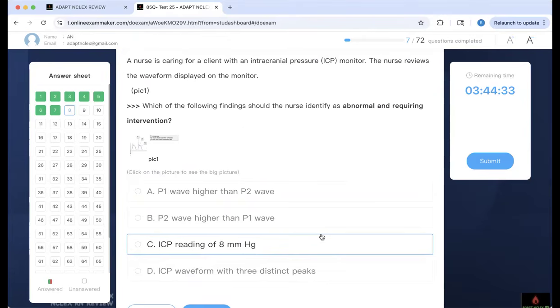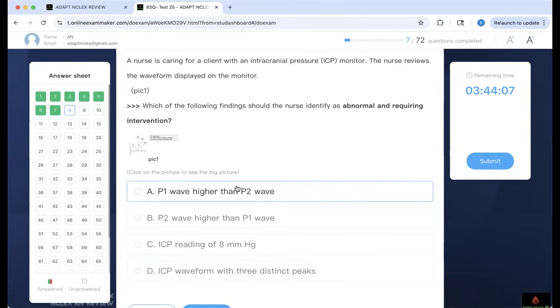Which of the following findings should the nurse identify as abnormal and require intervention? The patient has ICP monitoring in the brain, monitoring the ICP, and the tracing, like you see, is a form of EKG or tracing that you're supposed to see on the monitor. Which one tells you this is abnormal? P1 wave higher than P2, P2 wave higher than P1, ICP reading of 8, ICP waveform with 3 distinctive peaks.